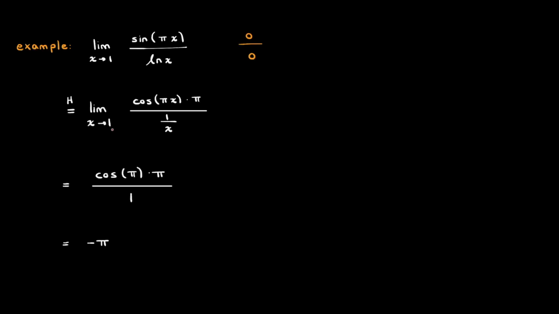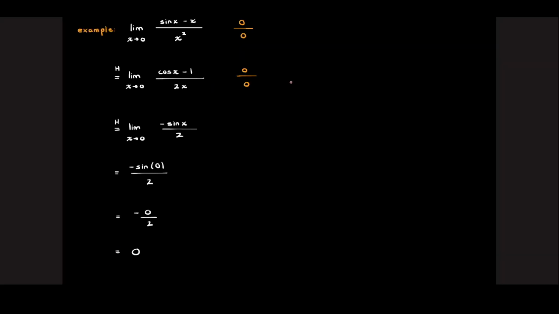Now what we should do is try to plug 1 in again. If I try plugging in 1, the bottom is just 1, and cosine of pi is just -1. So what we have here is negative pi over 1, or negative pi. And that's the final answer. Since this limit exists, the original limit is going to be equal to this limit. It's going to be negative pi. Okay, let's take a look at the next example.